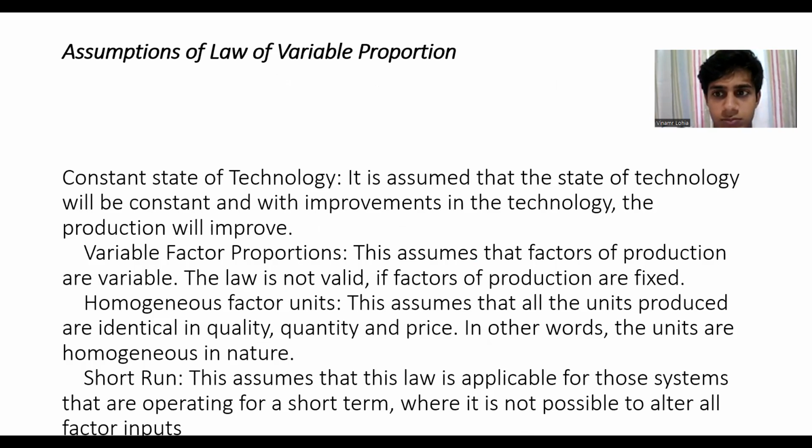The constant rate of technology is the first assumption. It is assumed that the state of technology will be constant, and with improvements in the technology, the production will improve. Variable factor proportions. This assumes that factors of production are variable. The law is not valid if factors of production are fixed.